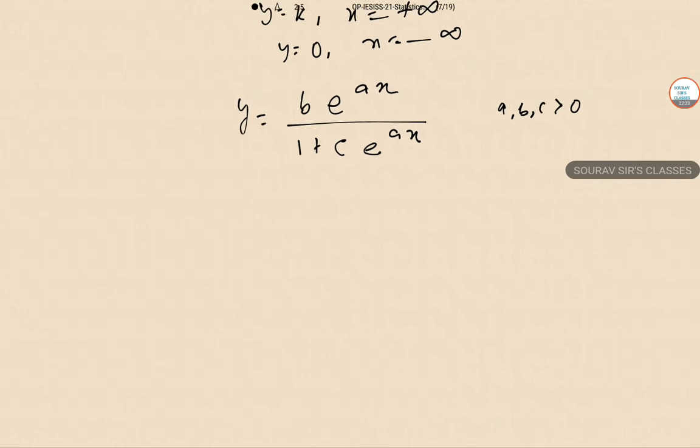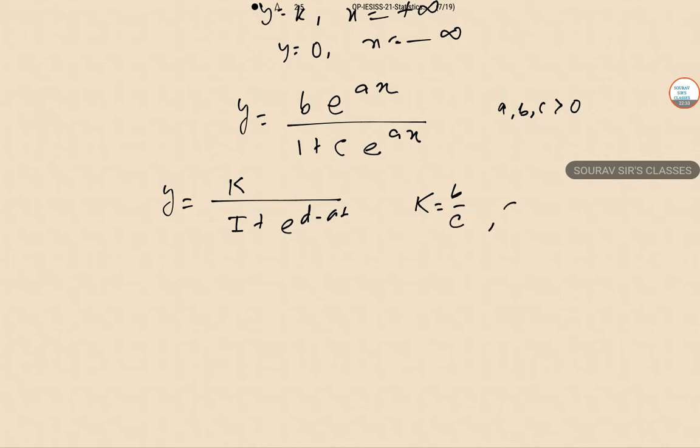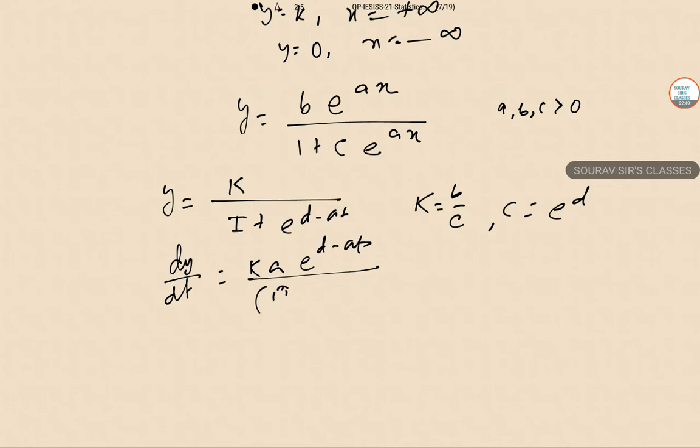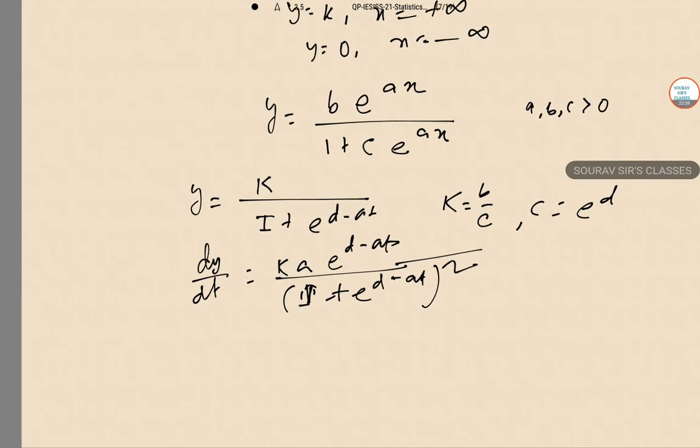The above equation we can also rewrite in this way: y equal to k over 1 plus e to the power d minus at, where k equal to b by c and c equal to e to the power d. Here t, rather than x, denotes time. So you can do it with respect to dy/dt equal to k a e to the power d minus at, over the square of the denominator. In this way, the formation analysis you can get in any standard books or you can see it in my notes.